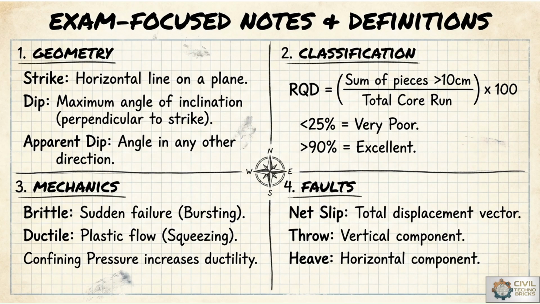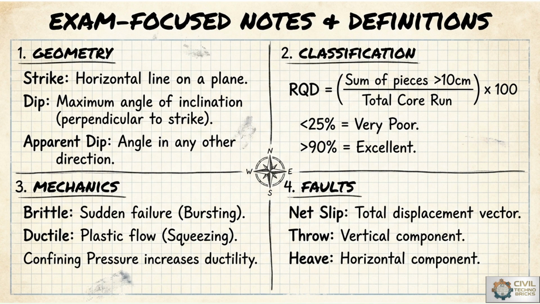So from the geometry point of view, strike is the horizontal line on a plane, dip is the maximum angle of inclination which is perpendicular to strike, and apparent dip is the angle in any other direction. Secondly, the classification which is based on the RQD performance: the sum of pieces greater than 10 centimeters to the total core run, which is exactly dependent on the quality of rocks.